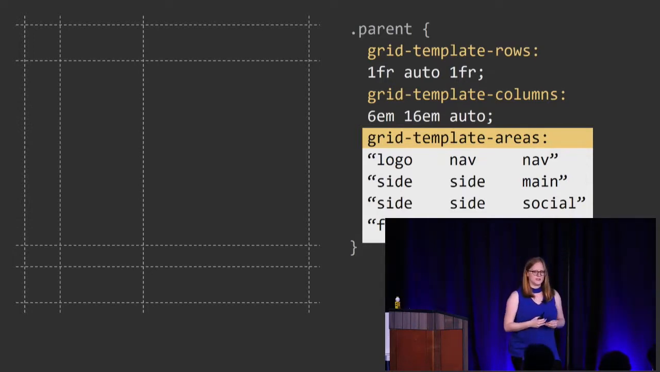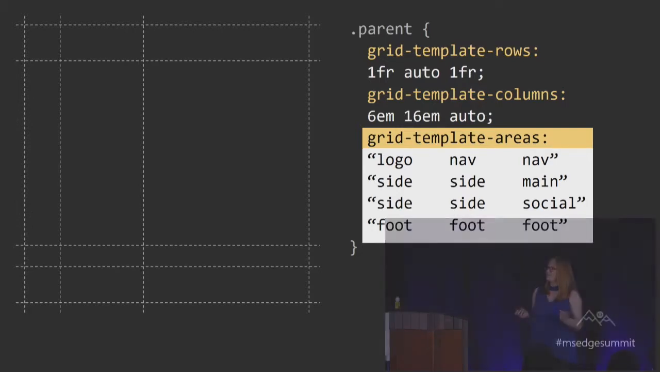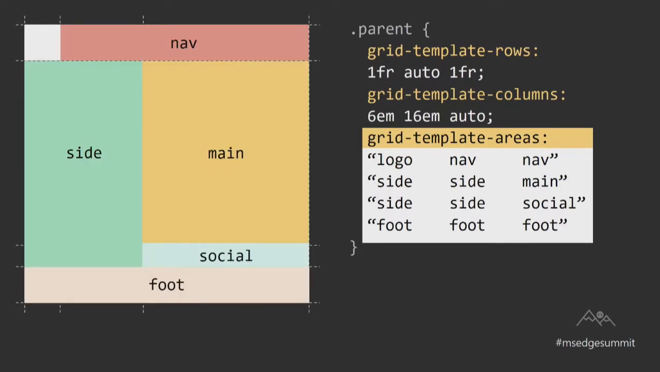So in this particular example, we have logo nav nav, side side main, side side social, and foot foot foot. And this might be a little weird when you first look at it, but what it basically renders is a few different grid areas that we can use. So we have a slot called logo that is just the intersection of the first row and the first column. And then the rest of that first row is nav. Then we have a side that takes up the first column and the second two rows. And next to that, main and a social area. And across the entire bottom row of this grid, we have a foot area.